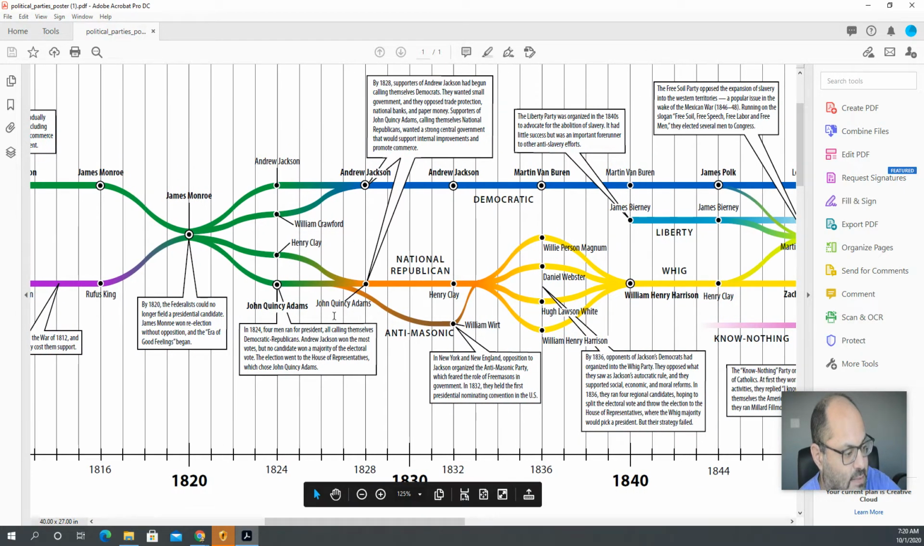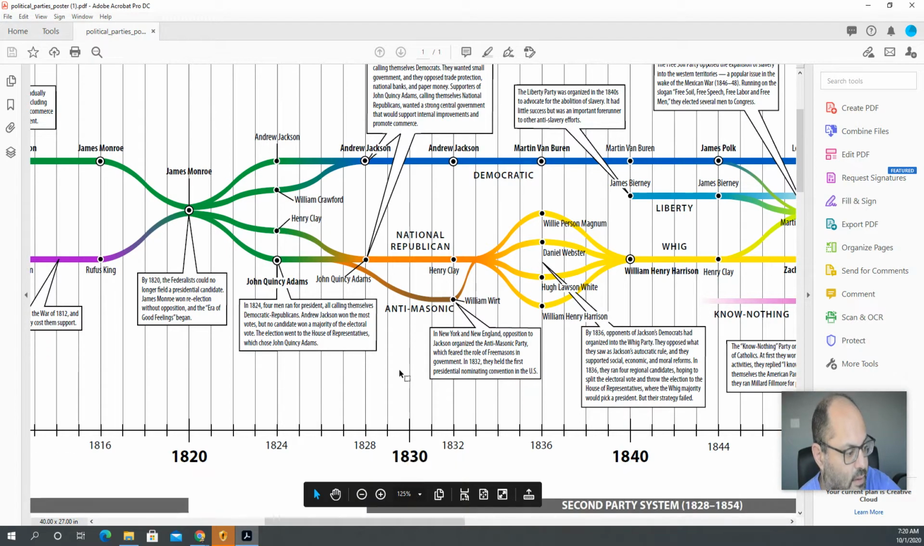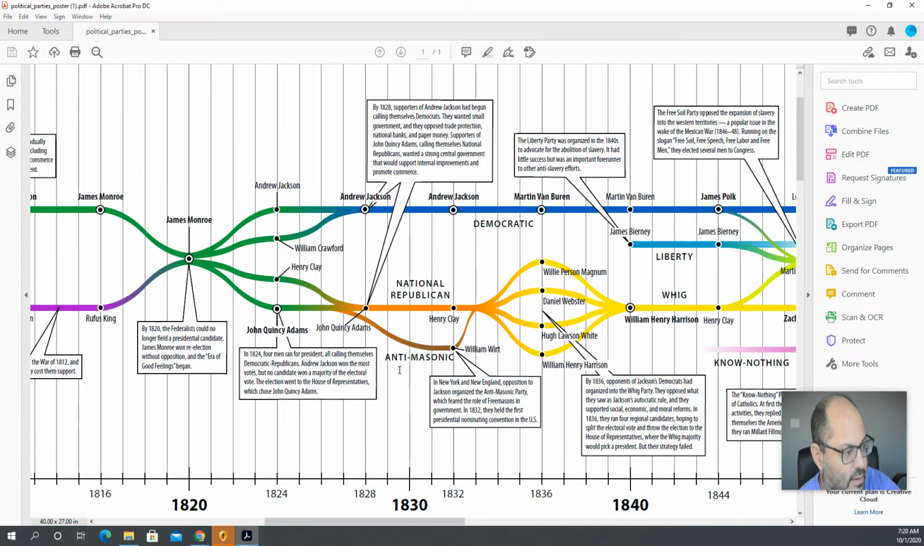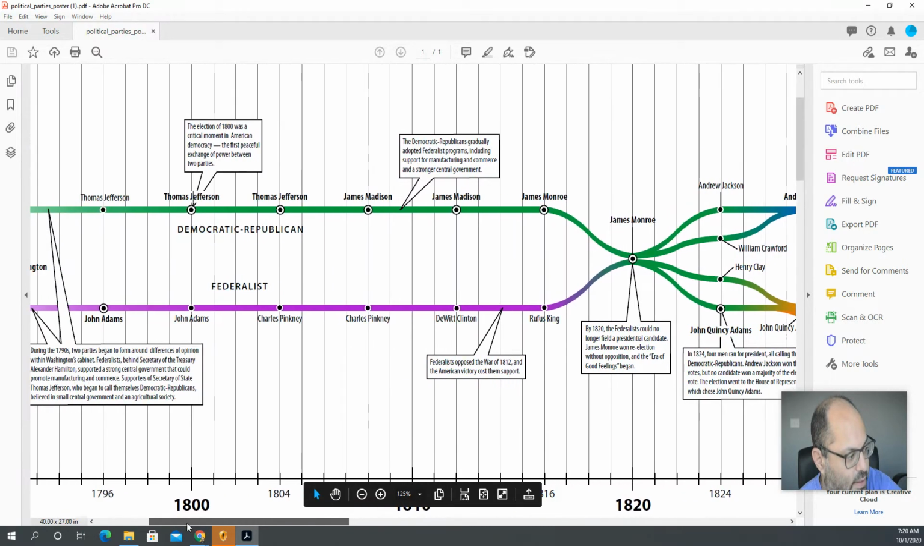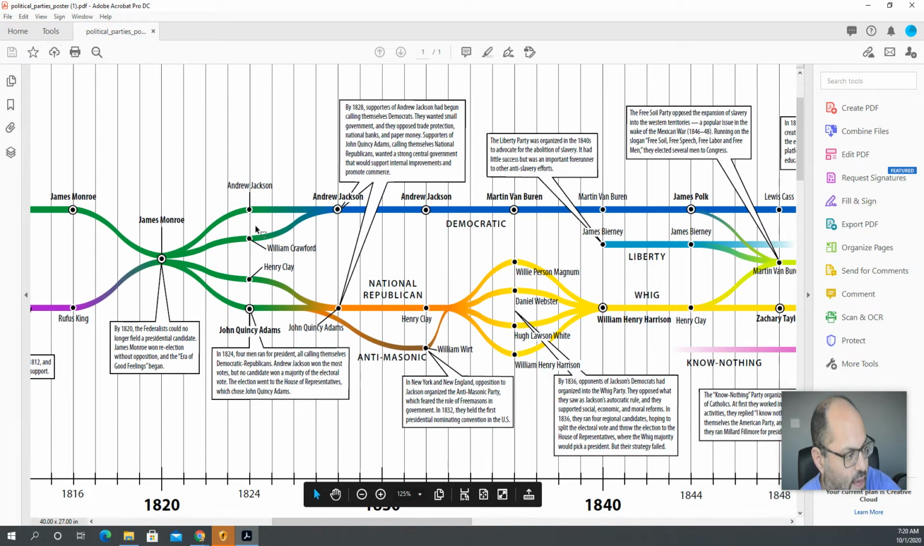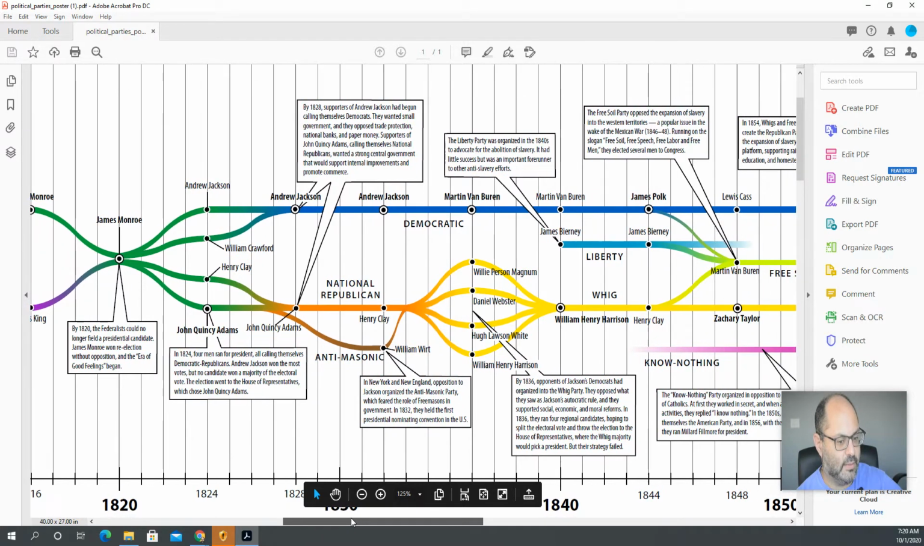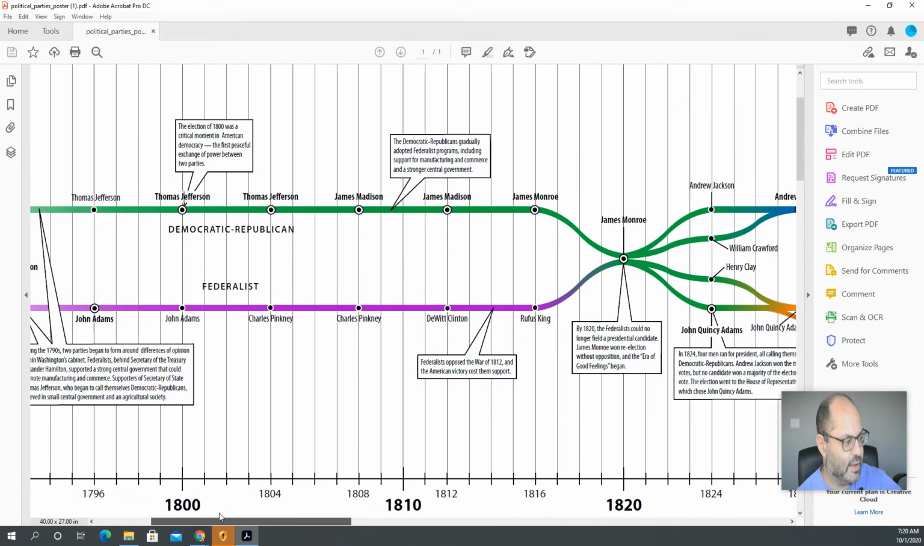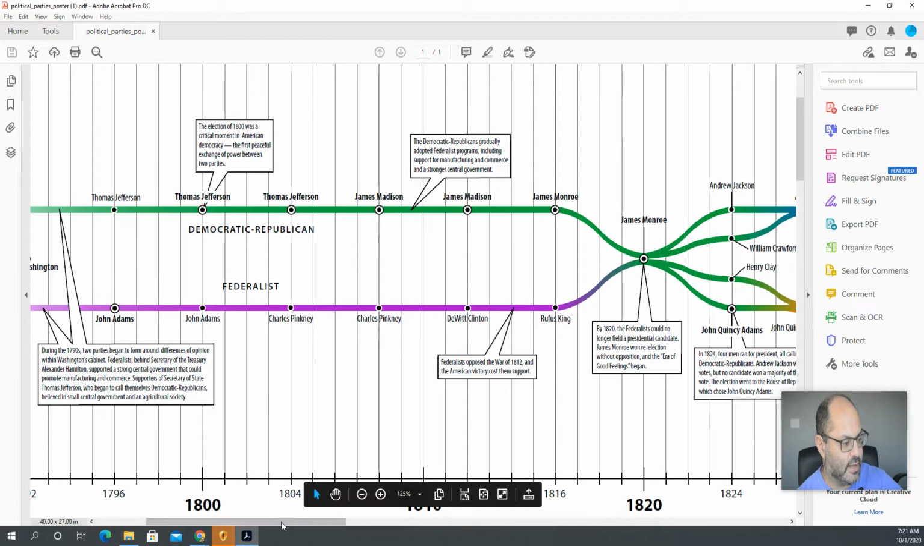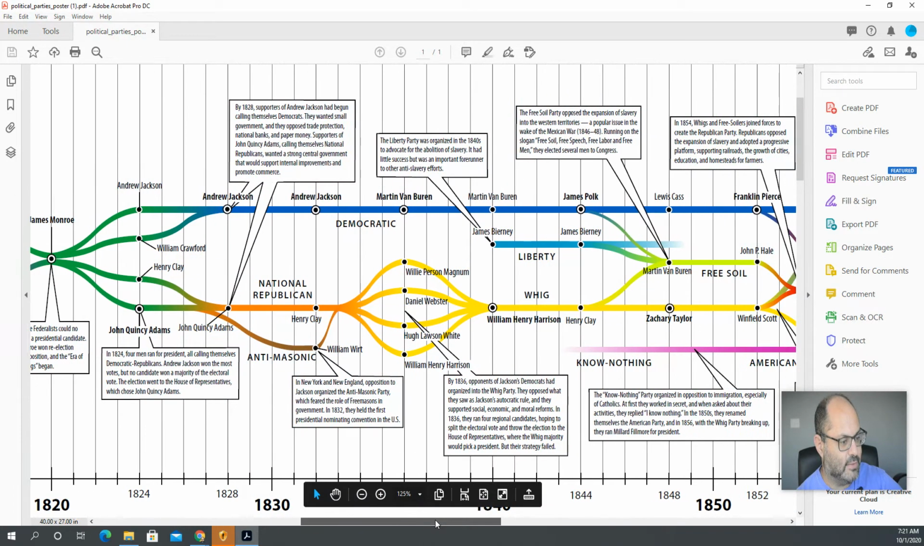Then things splinter out over here. And the big debate now seems to be girding for the issue of slavery, but hasn't totally divided yet. So the Democratic Republicans, represented in green, morphed into what eventually becomes the Democratic Party, but its meaning will be a little bit different than Jefferson's version of it. And the same thing happens here. The Federalist Party dies out, and there really is no forerunner of the Federalist Party. It totally dies out.